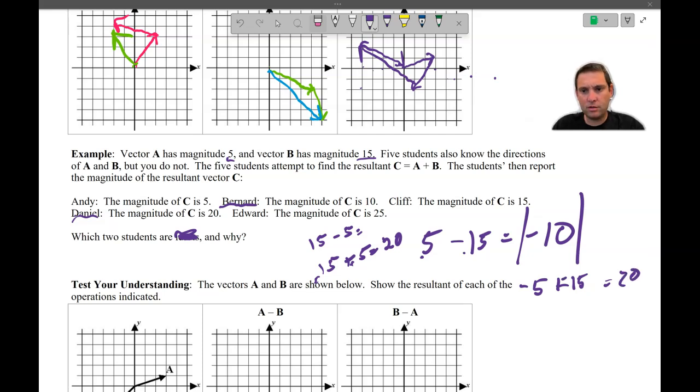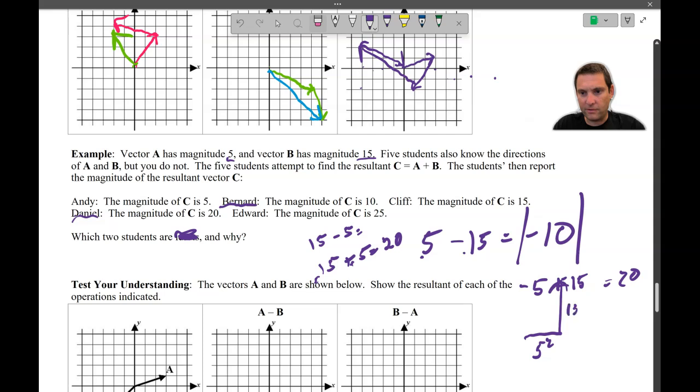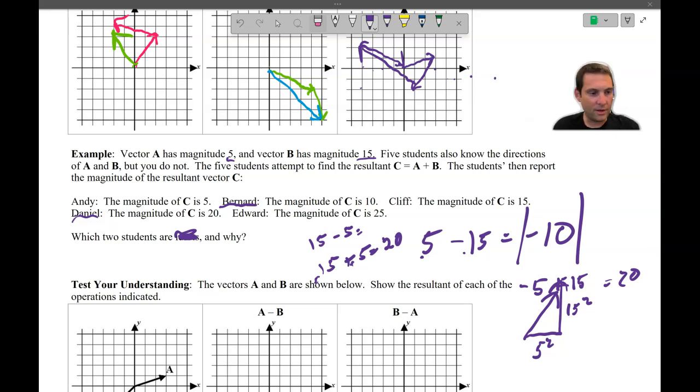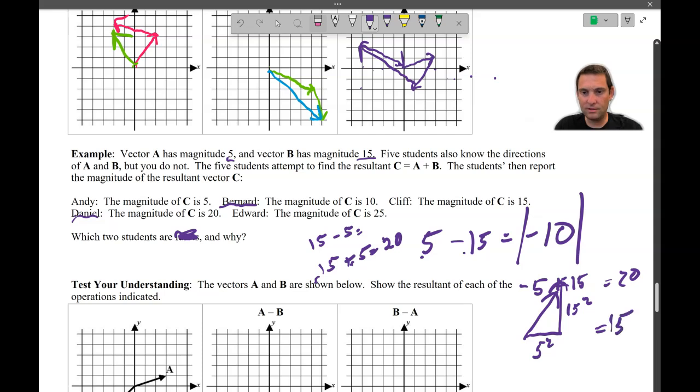What about 5 and then 15? So 5 squared and 15 squared. Let me calculate that. When we do that, we get a magnitude of about 15. So Cliff, you're good. So Edward, you are wrong, and Andy, you are wrong.